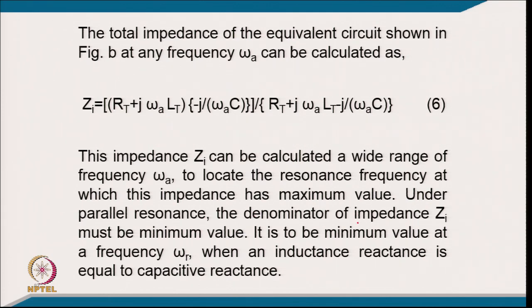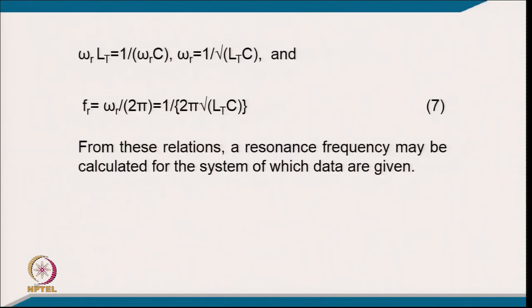The denominator of impedance must be minimum value. So, it should be minimum at the frequency omega r, where the inductive reactance and capacitive reactance must be equal. From this formula of resonance frequency we can calculate omega r, which will be 1 over the square root of LC, and from this we can find the frequency in hertz also. From this relation a resonance frequency may be calculated for the system of data which are given.